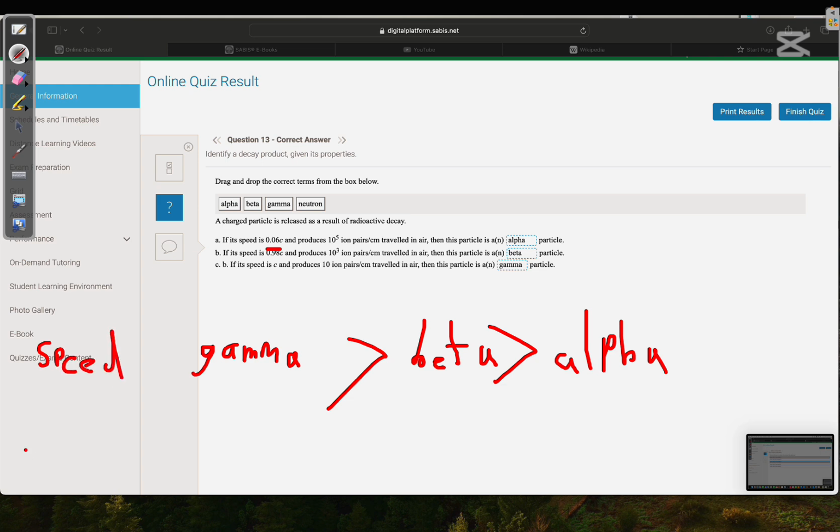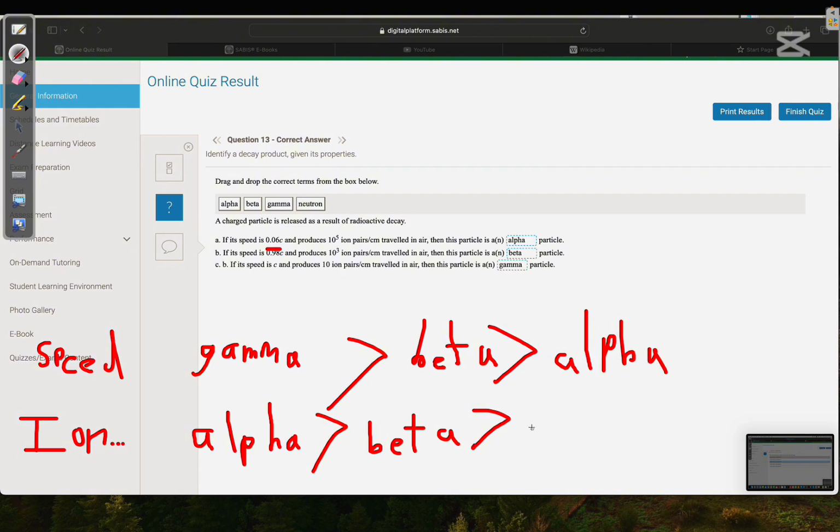But in ionizing ability, alpha is the greatest, producing 10 to the power of 5 ion pairs per centimeter traveled in air. Then beta produces 1,000 ion pairs per centimeter traveled in the air, while gamma only produces 10 pairs of ions in the air per centimeter. So beta is always in the middle, no matter what.